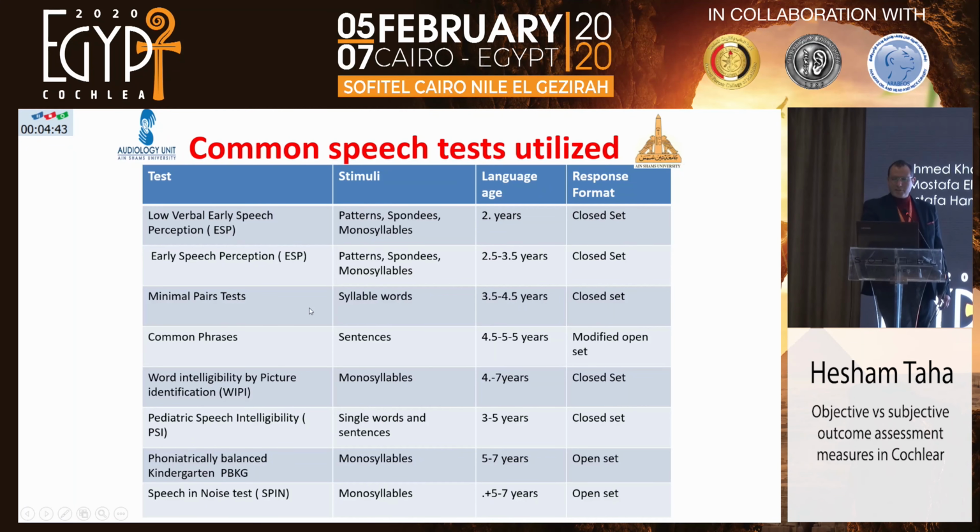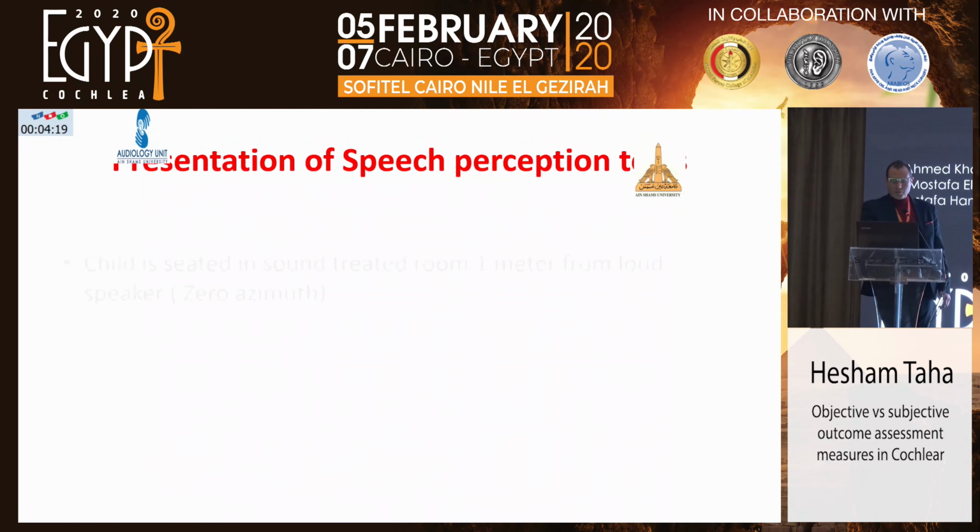Then the minimal pairs, 3.5 to 4.5 and closed set. We have the common phrases, which we use sentences for older children, 4.5 to 5 years, and it is modified open set. We have the WIPI. We use monosyllabic words, and it is closed set. We have also the PSI, which is single words. We have the PPKG, and finally speech in noise.